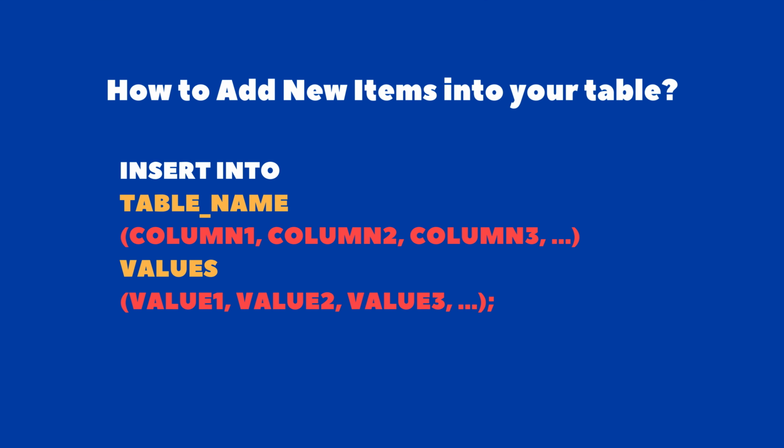So how to add new items into your table? As you can see here, the insert query has three parts: table name, column names, and then values. The order of the command is as follows. First, we have to write the keyword insert into, then we define the table name here. After that, the columns list.